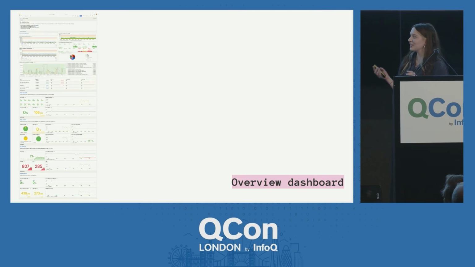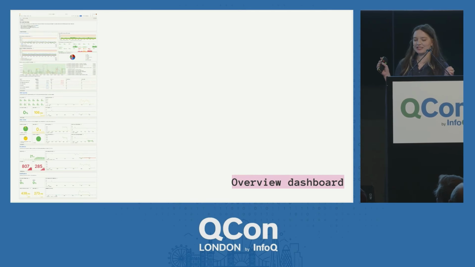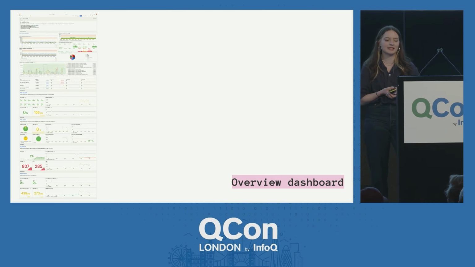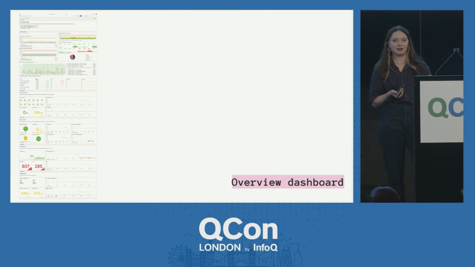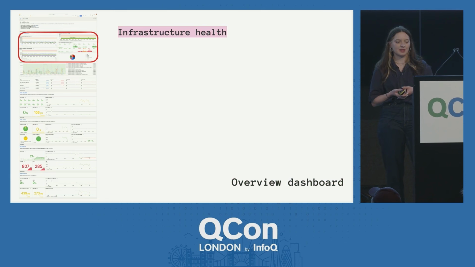Our overview dashboard contains a whole load of rows, each one aimed at quickly telling us if there's a problem with an area of our system. And we start with infrastructure health. So what is the state of the core pieces that our system relies on?